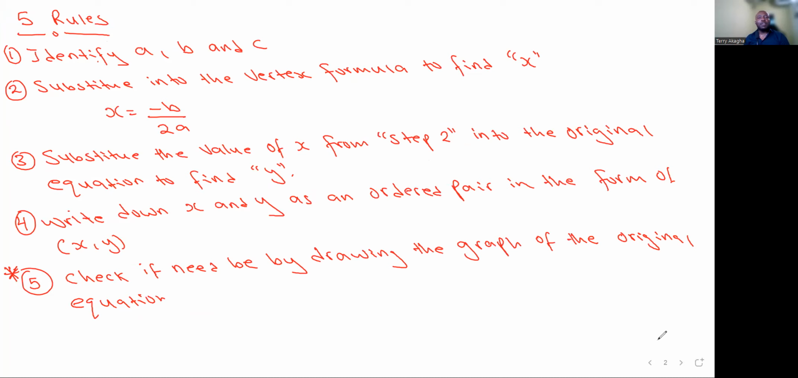All right, so in the next video I'm going to talk about how to use the completing the square method to find the vertex.